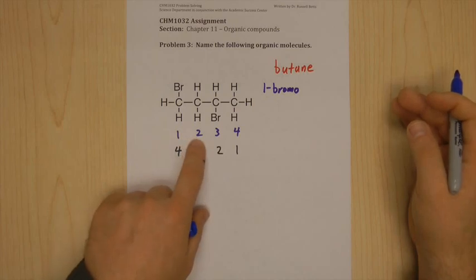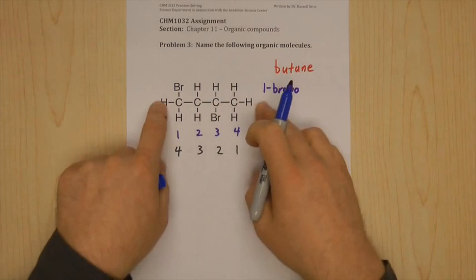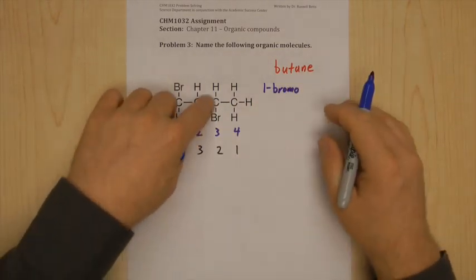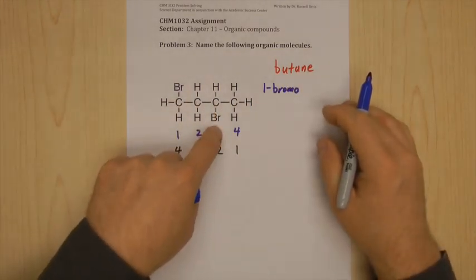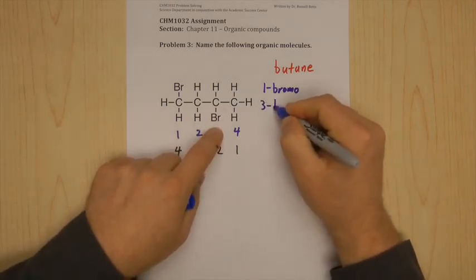Go to carbon 2, blue carbon 2. There's nothing on that carbon but hydrogens and the carbon chain. So nothing to worry about there. Carbon 3. There's a bromine on carbon 3. So it's 3-bromo.